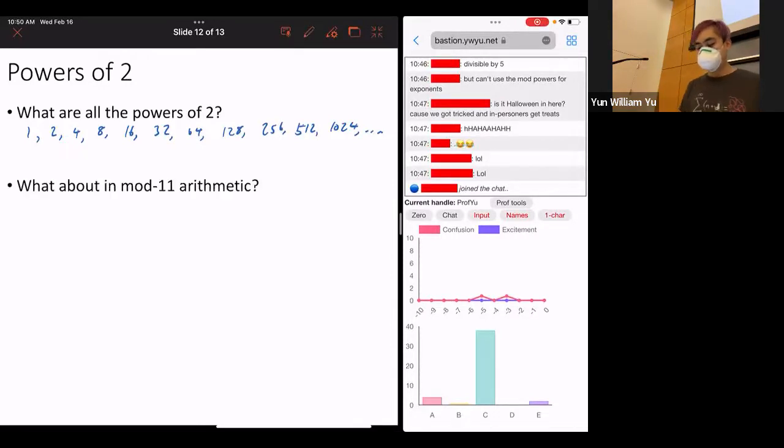Now, what about in mod 11 arithmetic? I'll give you a moment to think about this because I don't want to just give you the answer immediately. You don't have to reply in chat, but you can if you want to think about it a little bit more. But what are the powers of 2 in mod 11 arithmetic? What does that even mean? What do I mean when I say powers of 2 in some modular arithmetic?